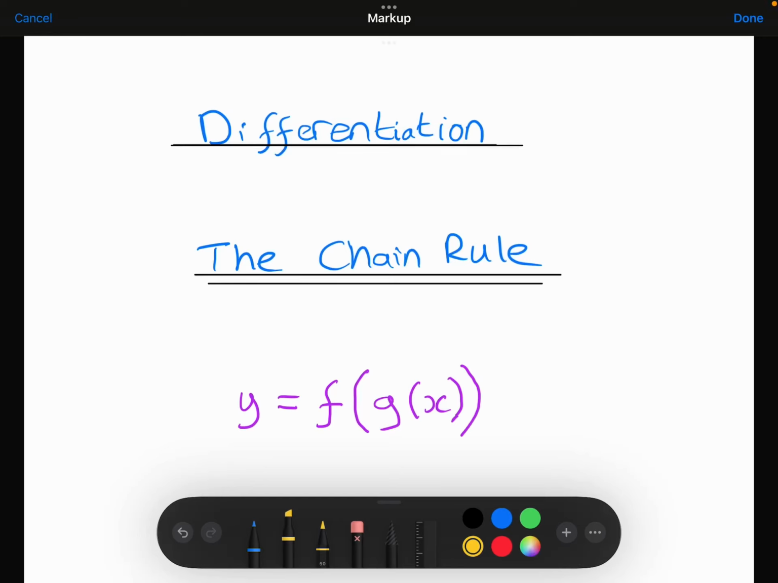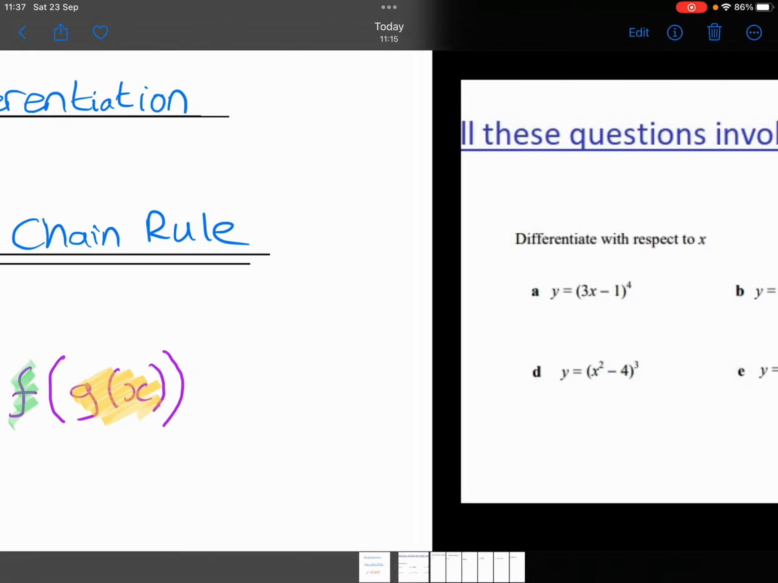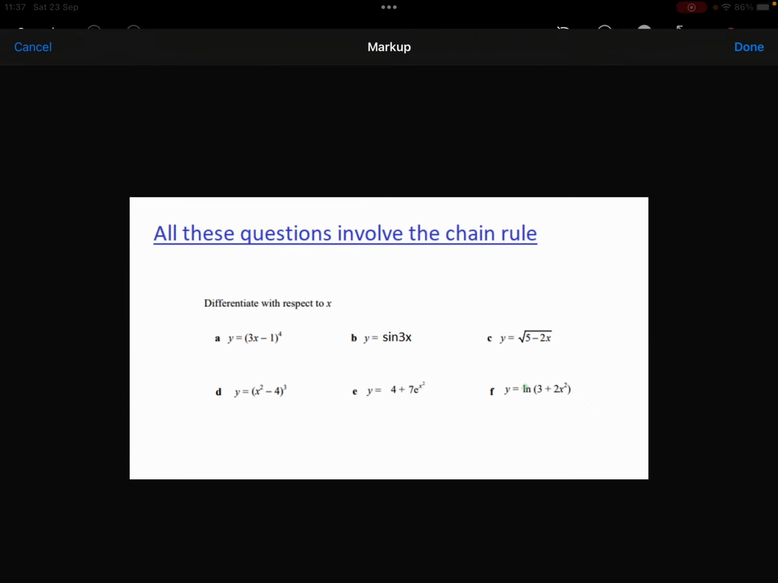This video is all about the chain rule, which is how we differentiate where we've got one function inside another function. So first let me show you a few examples of what that might look like, and then I'll show you how we use the chain rule to differentiate.